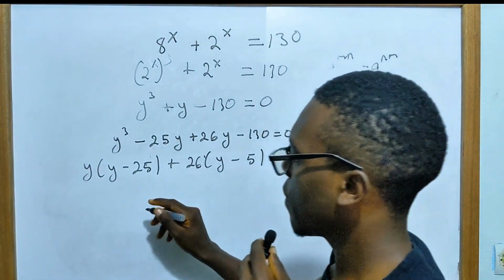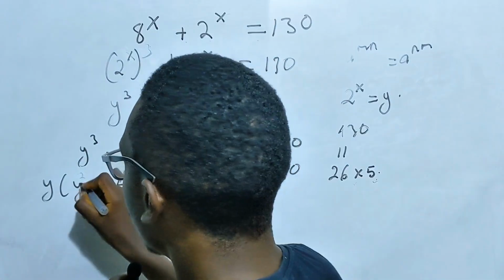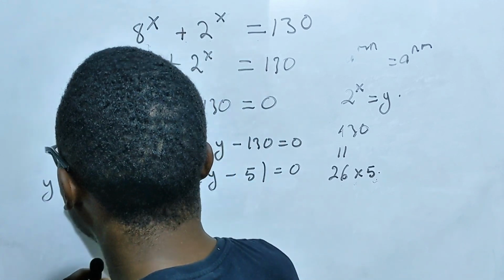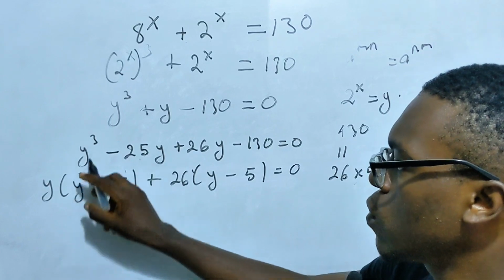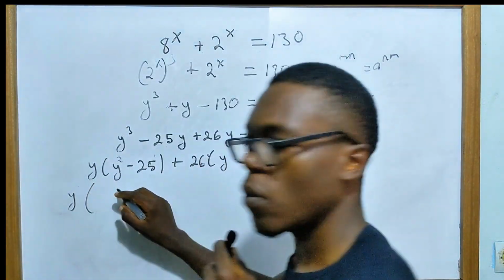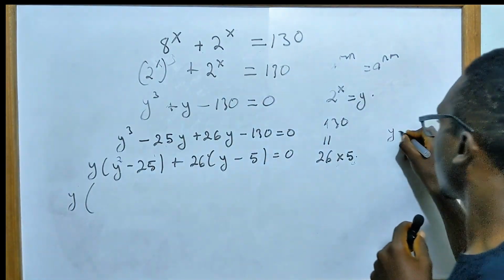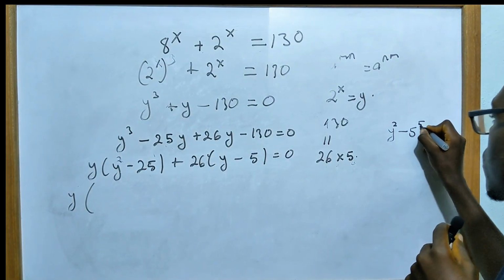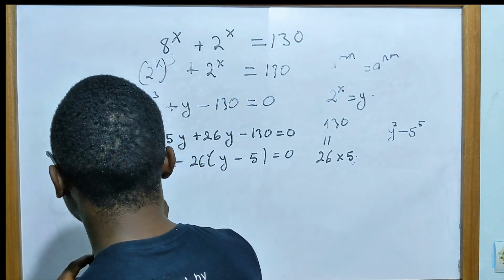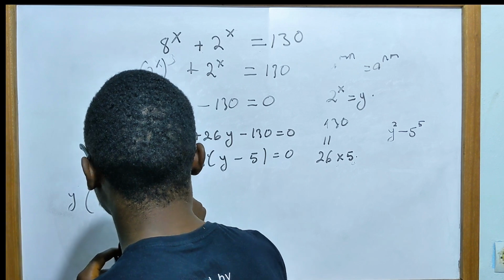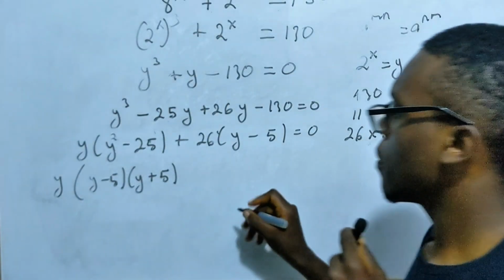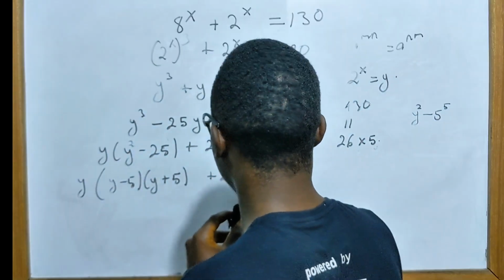You know that y squared minus 25 can be what? Because we took out y, we have y squared minus 25. Therefore we can have y into y squared minus 25, which is just like y squared minus 5 squared. That will be y minus 5 into y plus 5, plus 26 into y minus 5.